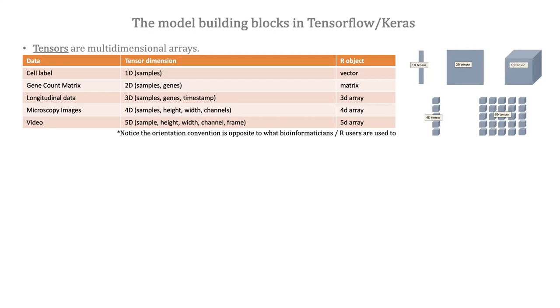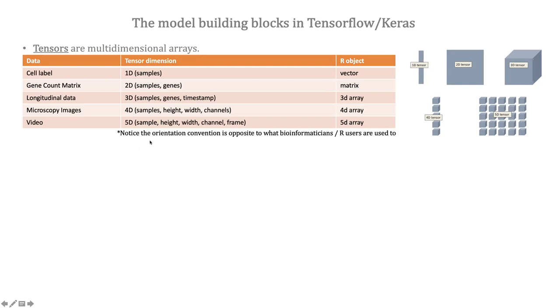So in terms of data objects, the building blocks are tensors, and tensors are just multidimensional arrays. So in this table, I have some examples of specific data types and how they correspond to specific tensors and how these would be represented as R objects. So for example, if you just have a vector of cell labels, this would be a one-dimensional tensor in TensorFlow. As an R object, this would just be a vector. If you have a gene count matrix, that would correspond to a 2D tensor, where the samples would be on the rows and the genes would be the columns. And of course, in R, this would be a matrix.